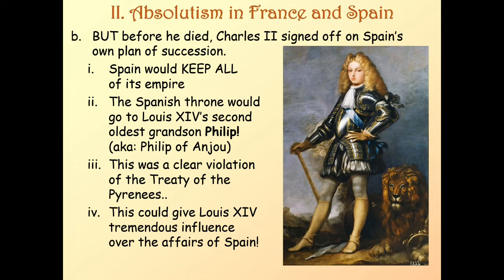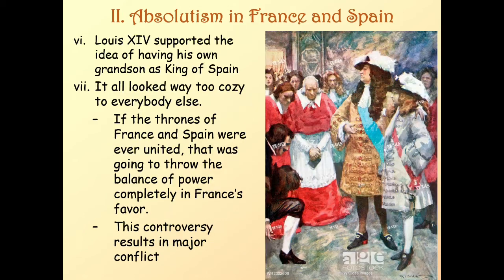But before he died, Charles II signed off on Spain's own unilateral plan of succession. And in this plan, Spain would keep all of its empire. Spanish throne would go to Louis XIV's second oldest grandson, Philip, also known as Philip of Anjou. This was a clear violation of the Treaty of the Pyrenees, because this could give Louis XIV tremendous influence over the affairs of Spain. Huge, huge balance of power issue.